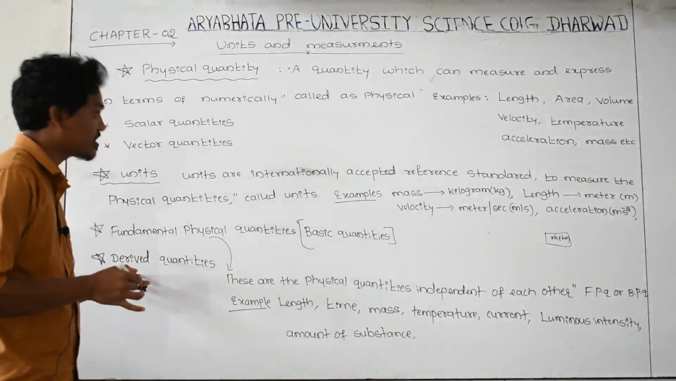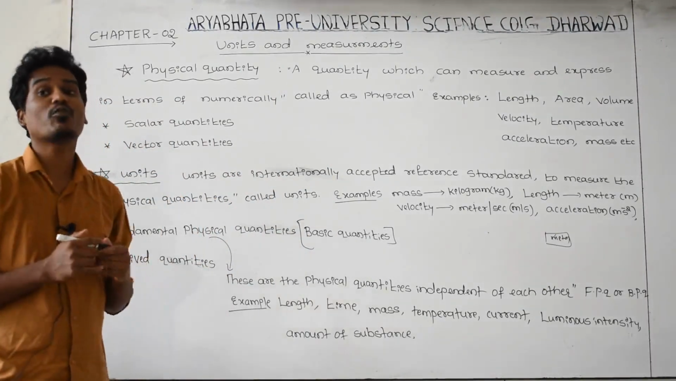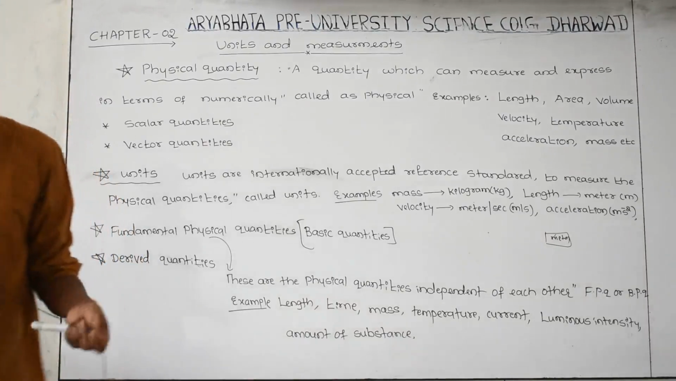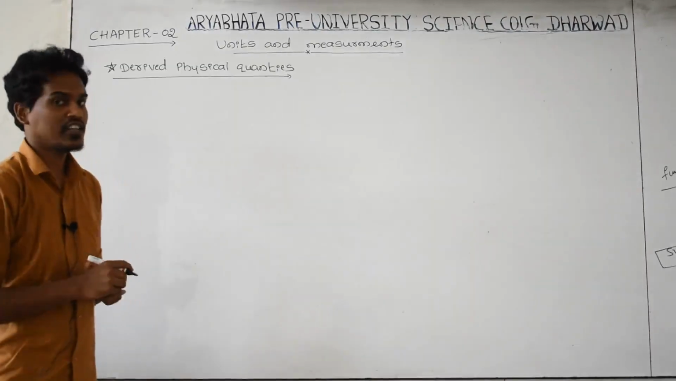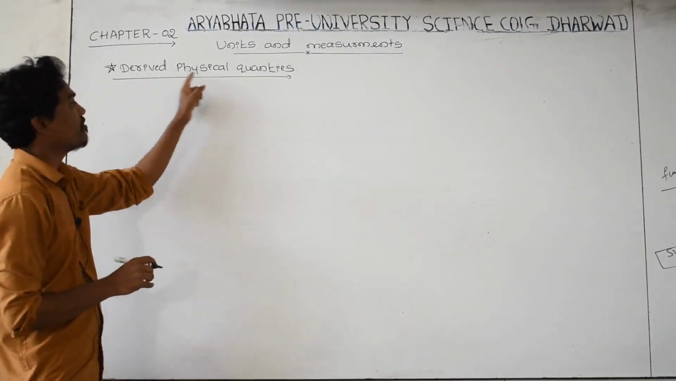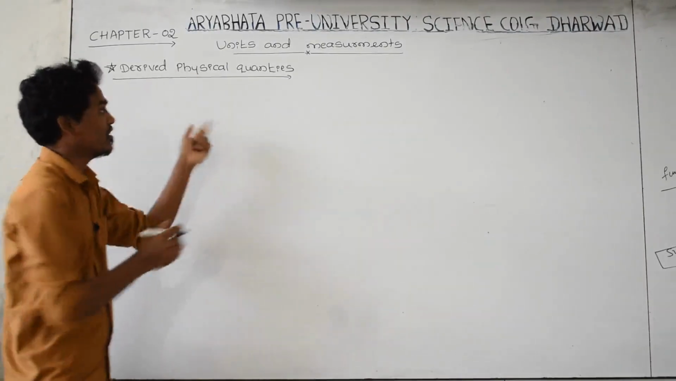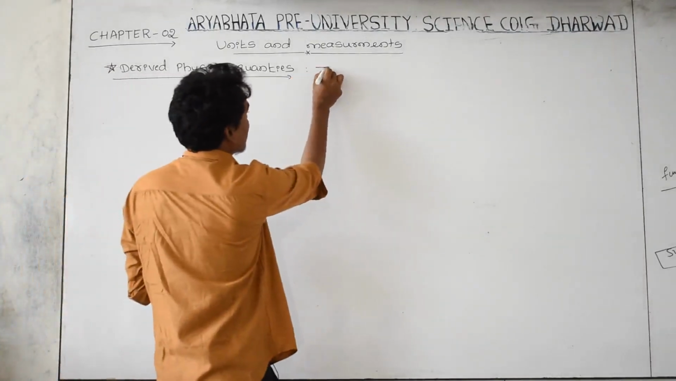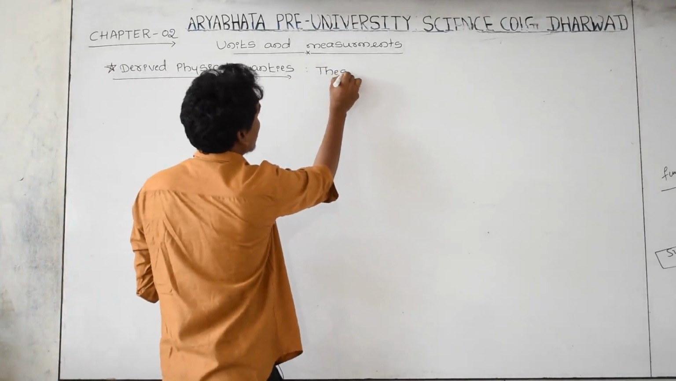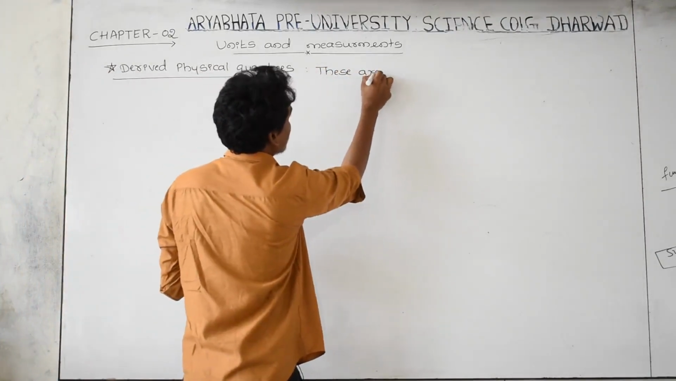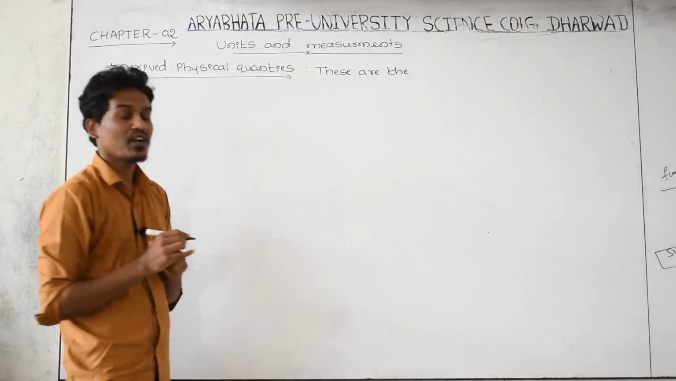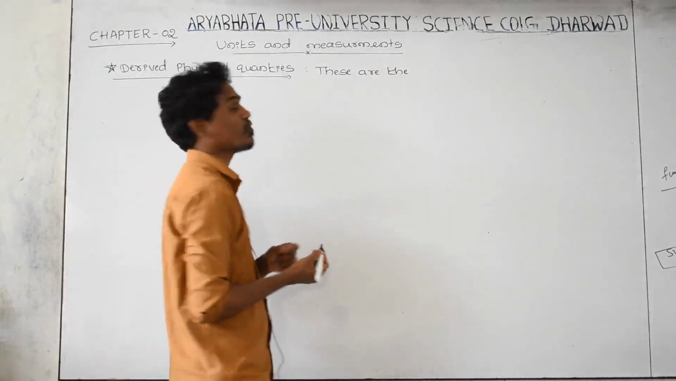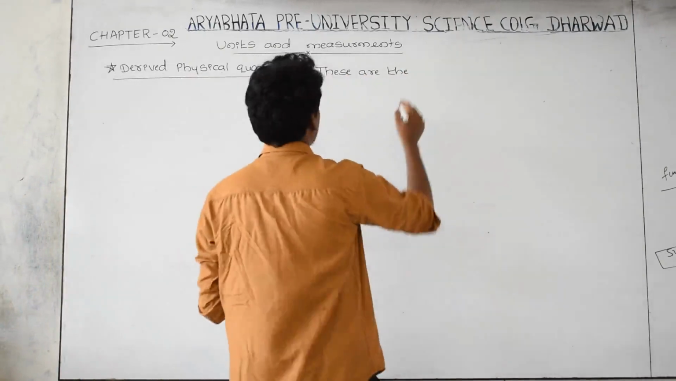And next we study about what are derived quantities. Next we'll study about derived physical quantities. These are the quantities derived from fundamental quantities. Derived means they are depending upon which quantities? Fundamental quantities. Those quantities we are going to call derived physical quantities.